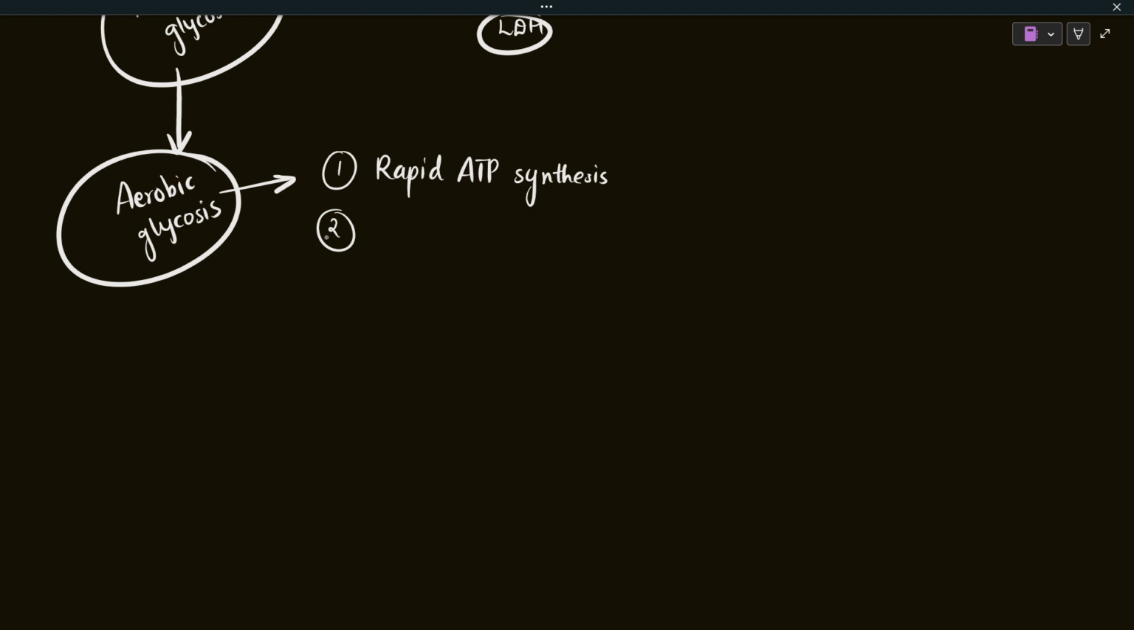The other proposal says that whatever intermediates are produced in glycolysis, those are first. So the cancer cells first follow the glycolysis pathway.